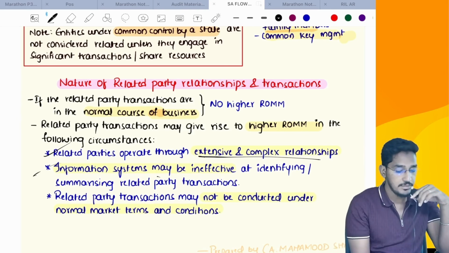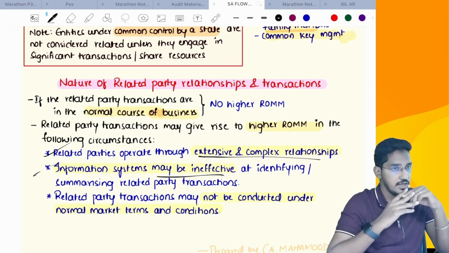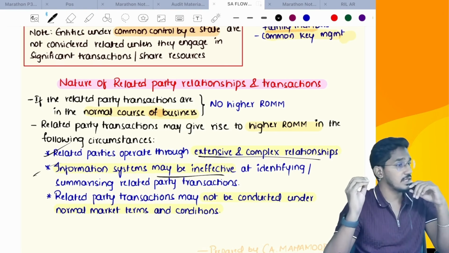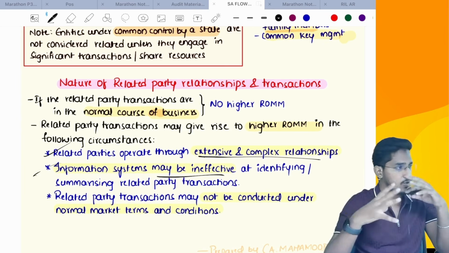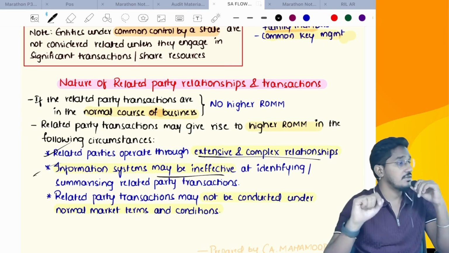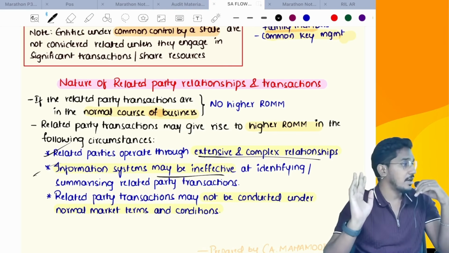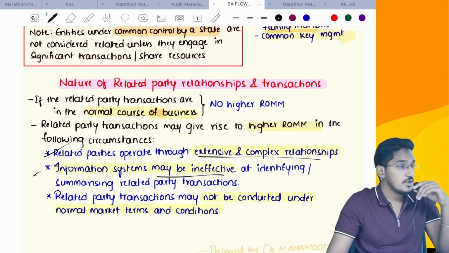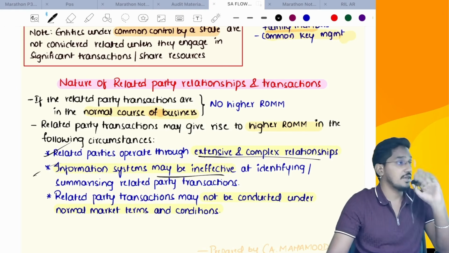Similarly, the information system may be ineffective. Today, so many related party transactions will be there. If you open the financial statements of any company, so many pages of related party disclosures will be there. Two to three pages will be dedicated only to explaining related party relationships and related party transactions. Today, human beings are not accumulating all the related party transactions. The accounting software itself will identify the related parties and accumulate the related party transactions, and that software will itself give a report. So now what we need to check is whether the accounting software they are using is effective or not.